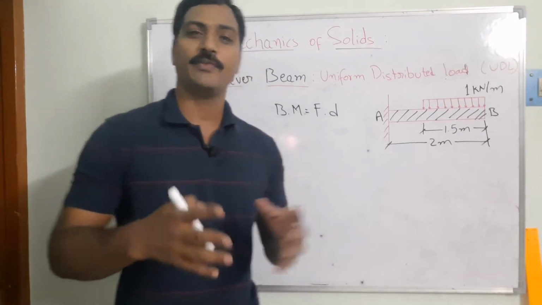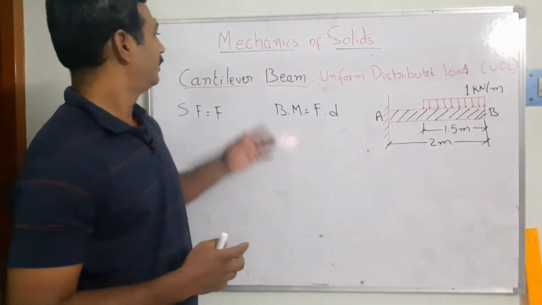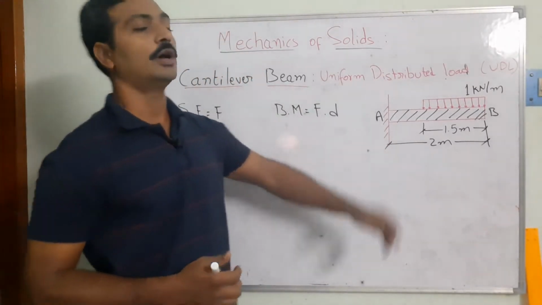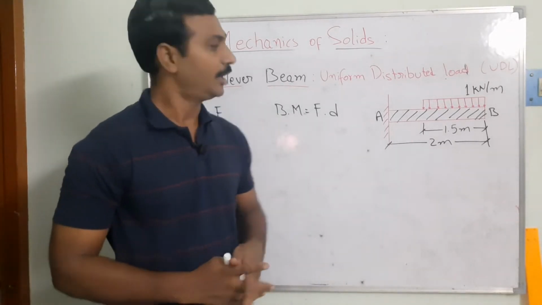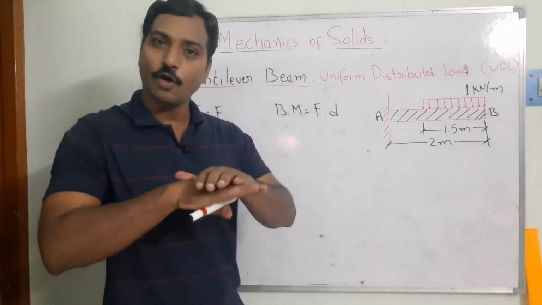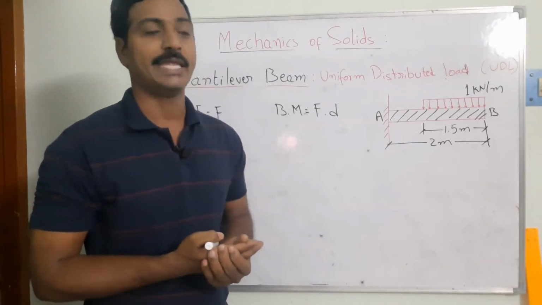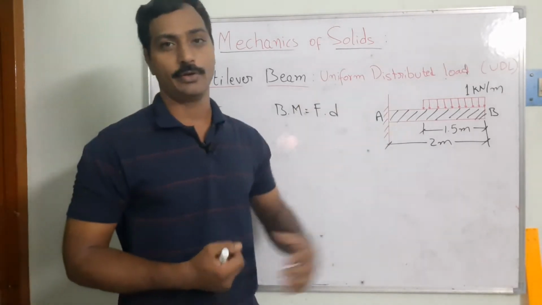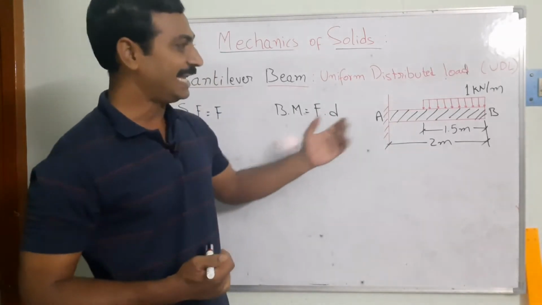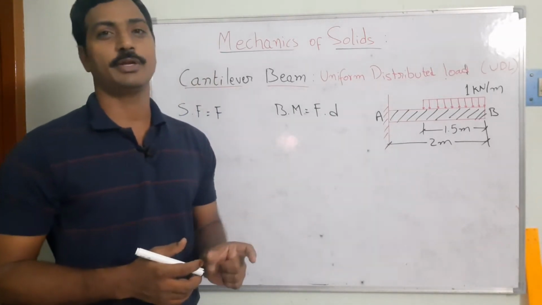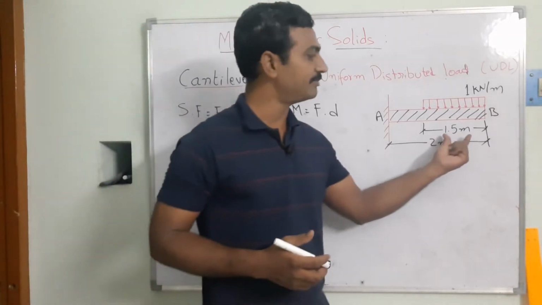In continuation of the previous video lecture, a cantilever beam is subjected to a uniform distributed load. The uniform distributed load is spread over the area, surface, or plane of the particular object. We can say that it is the distributed load. So here the cantilever beam is subjected to the uniform distributed load over a length of 1.5 meters.